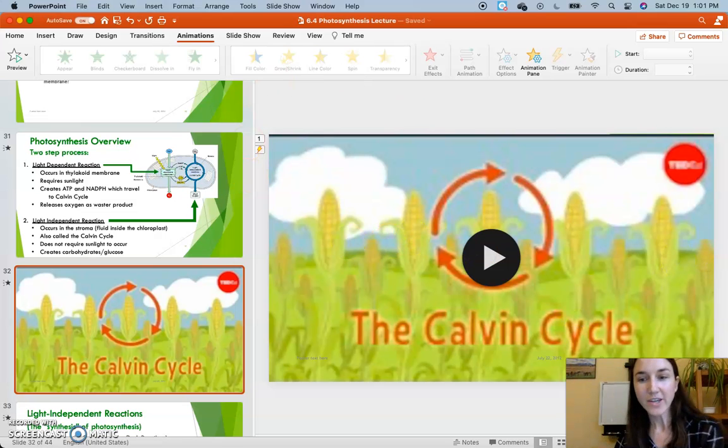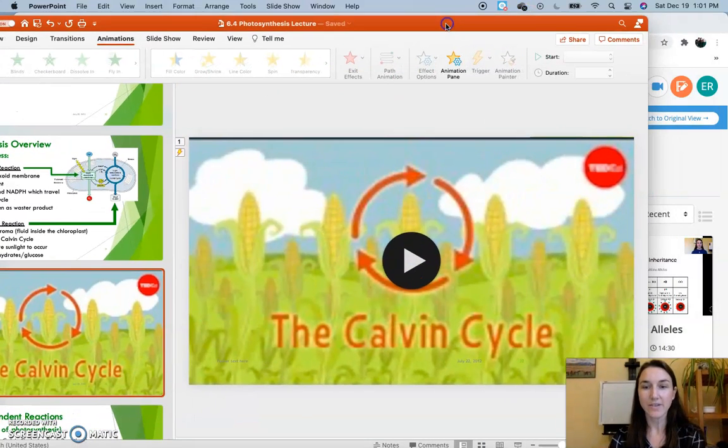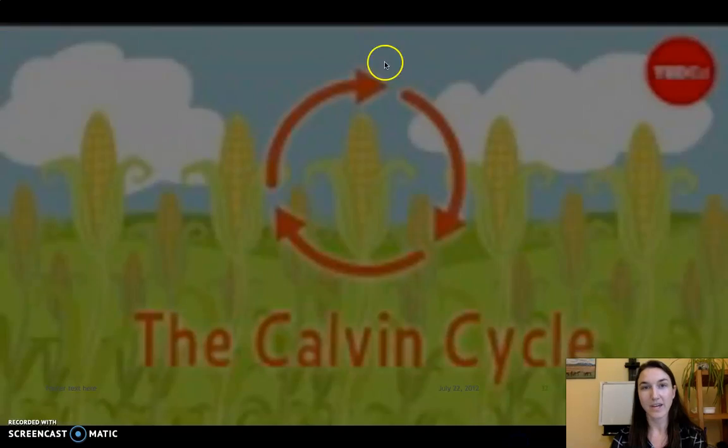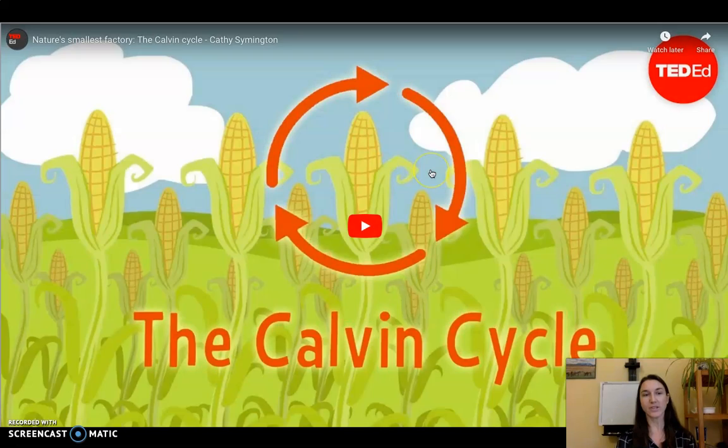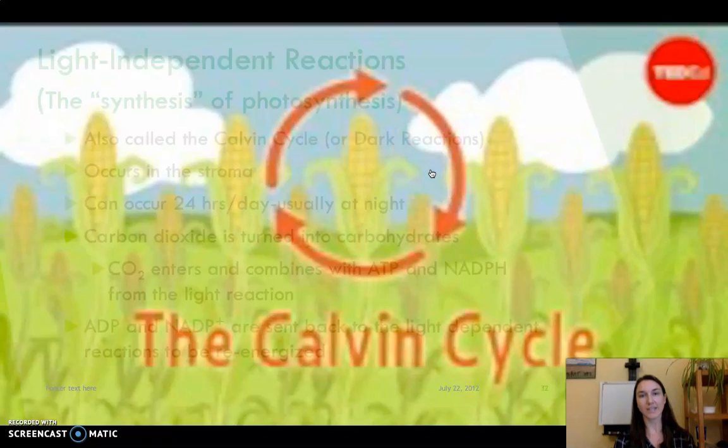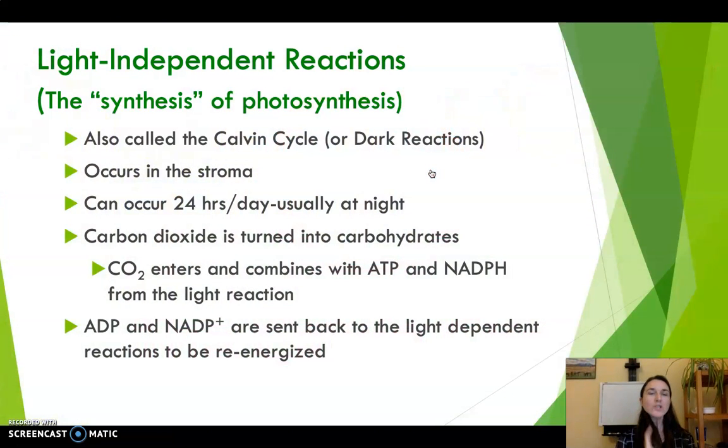All right, so that goes into a little more detail than I need you to know about the Calvin cycle, but I think it helps to clarify the cyclical nature of this. So, key takeaways that I want you to feel comfortable with: the light-independent reactions. These are also called the Calvin cycle. Right? It occurs in the stroma, and it can occur 24 hours a day.